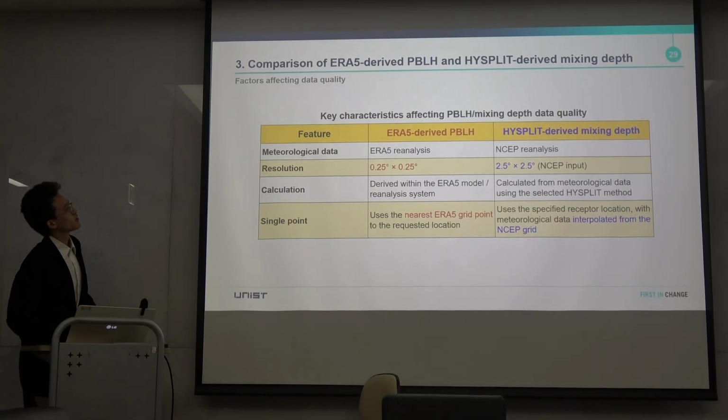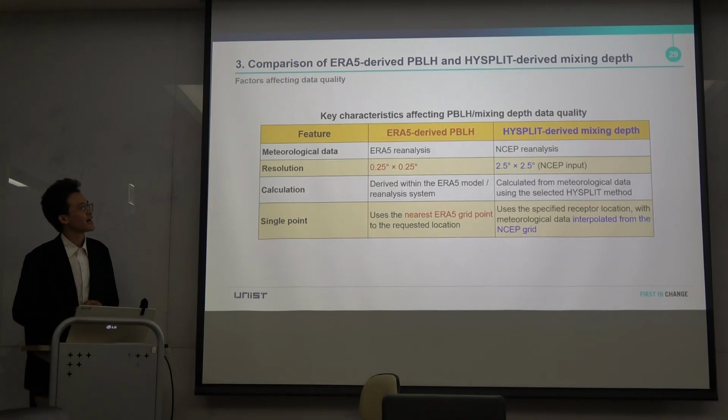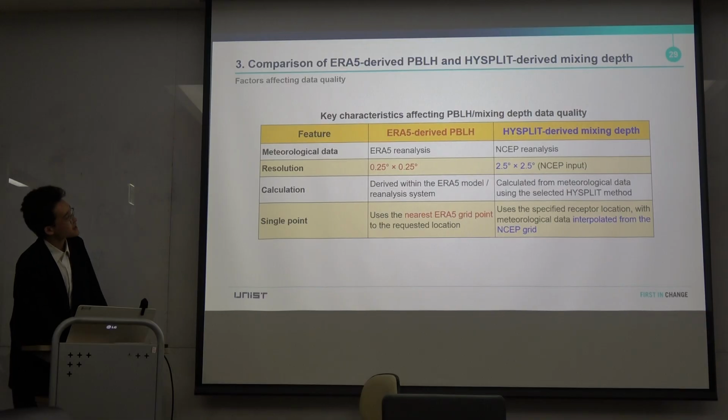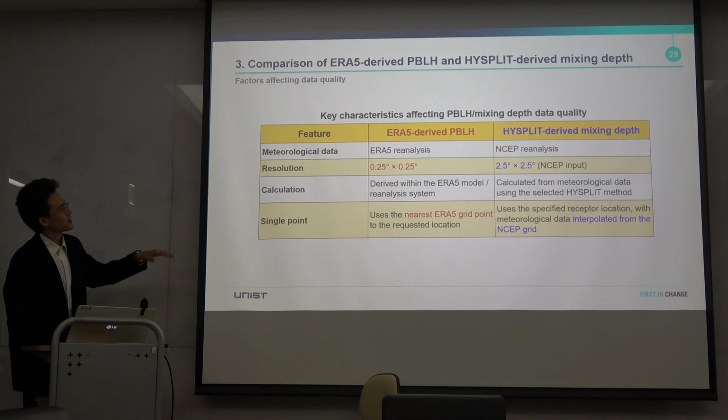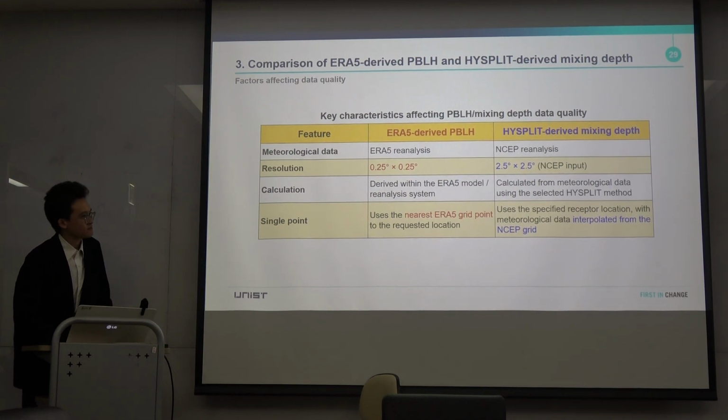So I would like to briefly compare the data quality between ERA5 PBLH and the HYSPLIT mixing depth. These are the key characteristics affecting the PBLH and mixing depth data quality. For both data sets, they all use reanalysis meteorological data. But we have to look at the resolution. The resolution is very different.